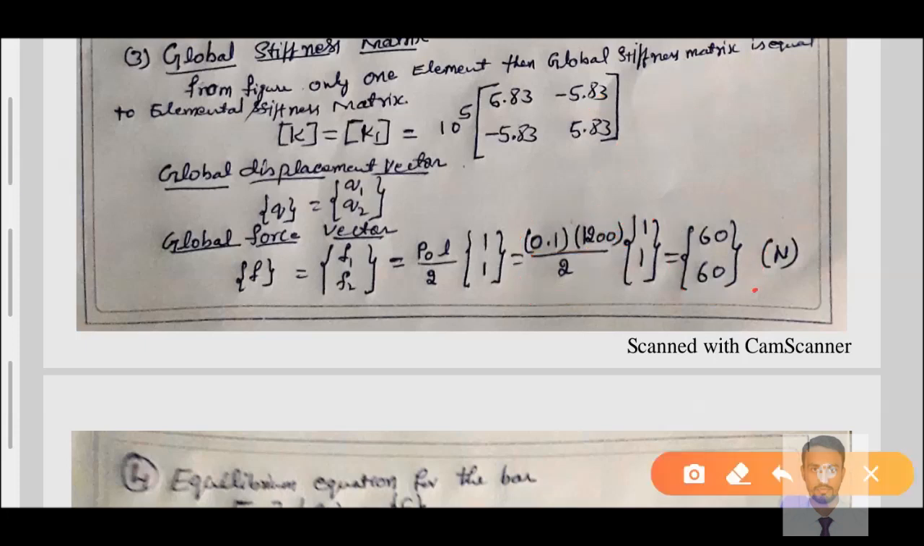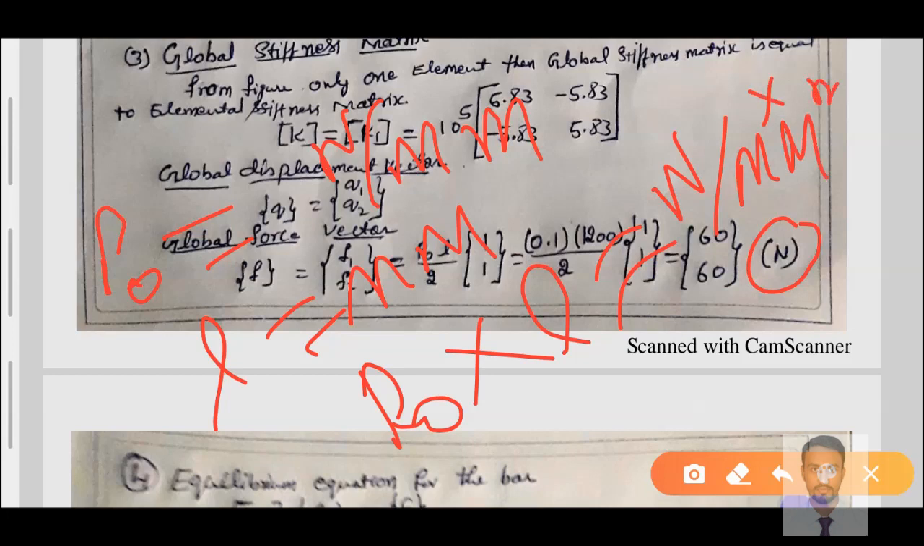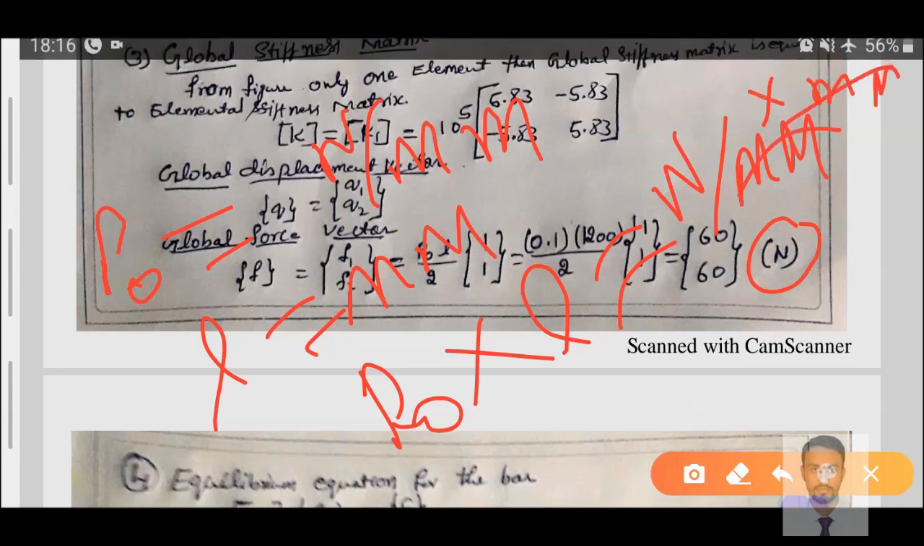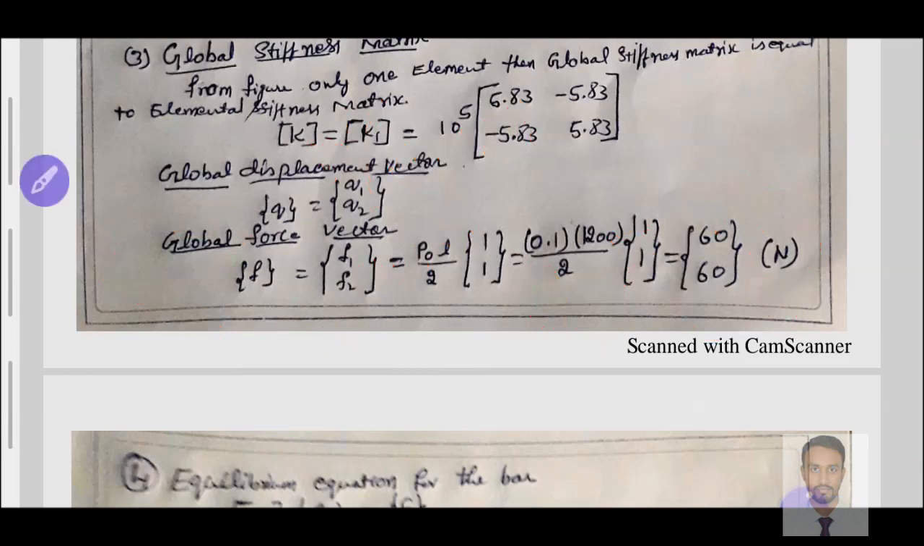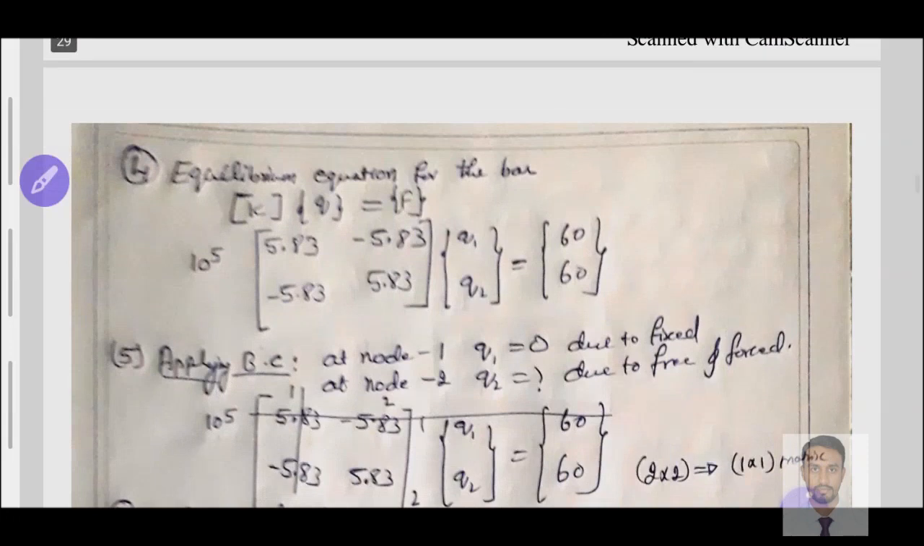The unit of force is Newton. How does it become Newton? We have that the applied load P naught is in Newton per millimeter, and the length L is in millimeter. P naught into L equals Newton per millimeter into millimeter. Then millimeter gets cancelled, and Newton remains. So the unit is Newton, which is satisfied.